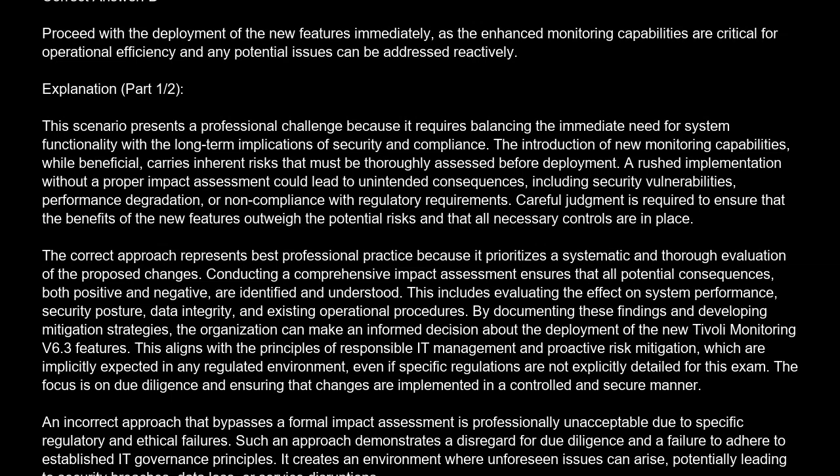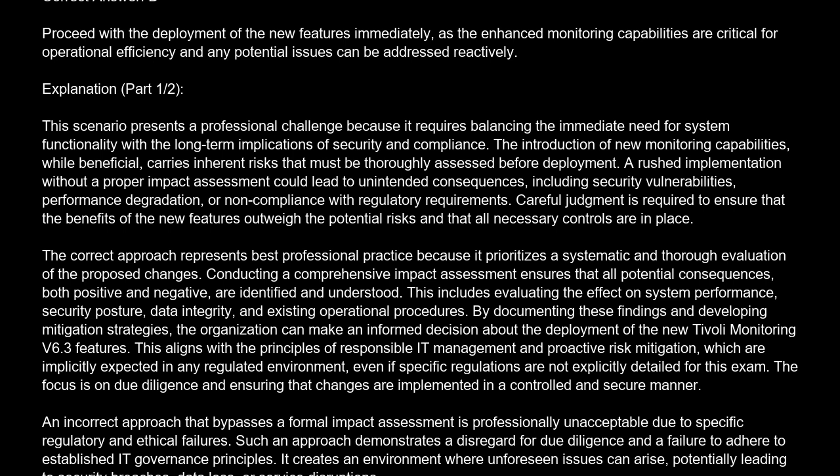The correct answer is D. Proceed with the deployment of the new features immediately, as the enhanced monitoring capabilities are critical for operational efficiency, and any potential issues can be addressed reactively. Explanation. This scenario presents a professional challenge because it requires balancing the immediate need for system functionality with the long-term implications of security and compliance.